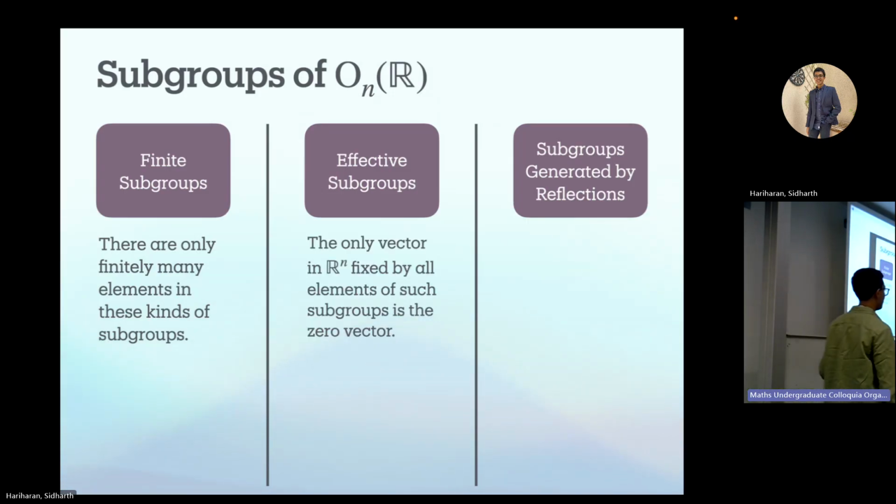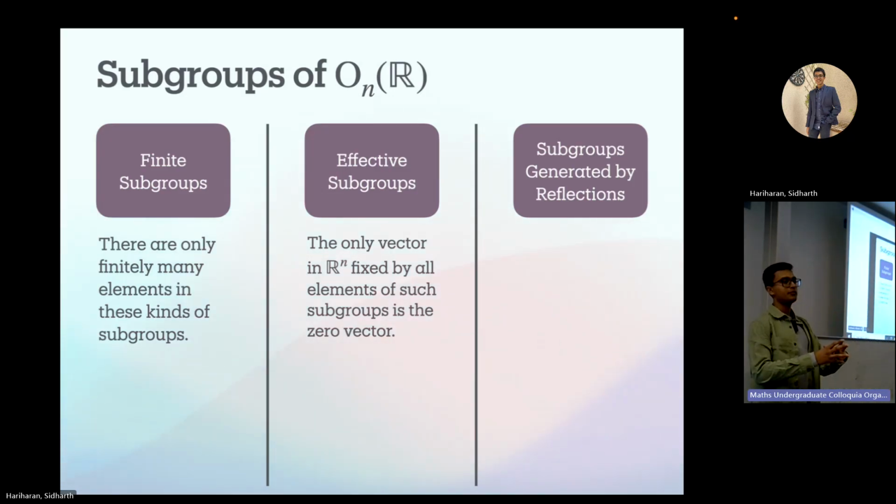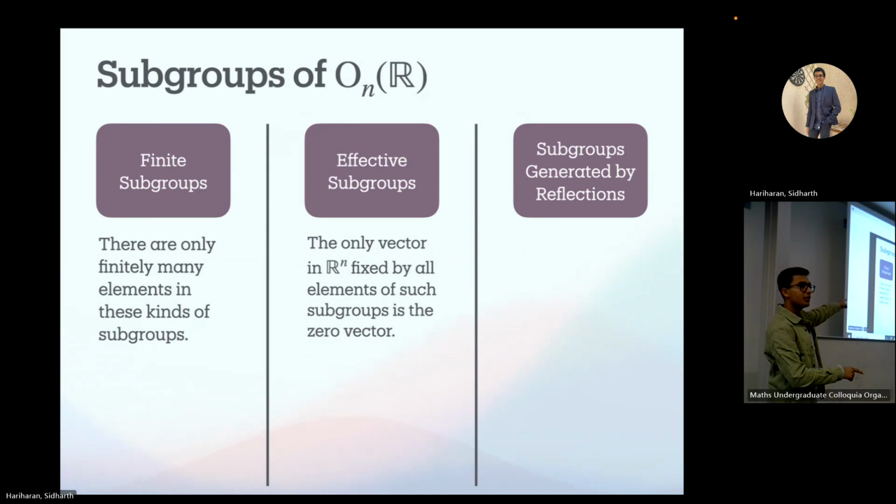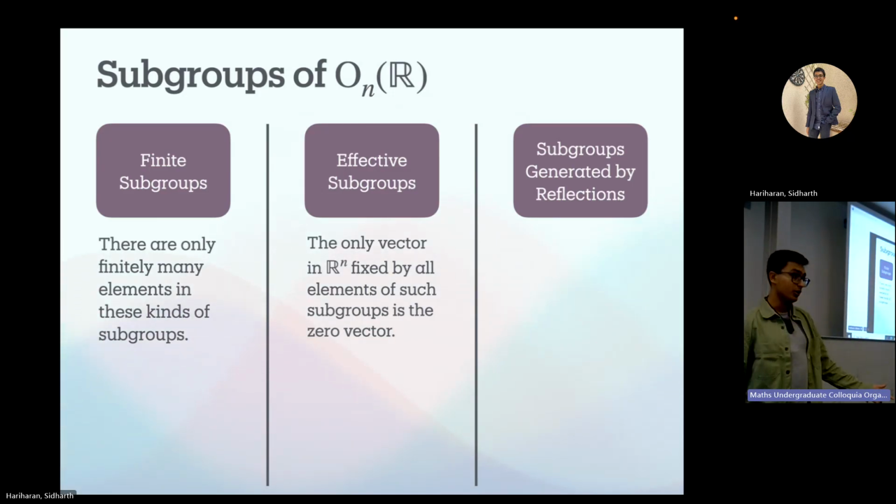So we say that a subgroup acts on R^n effectively if it only fixes the zero vector. Okay. In general, a reflection will always fix anything that's orthogonal to it. So if you have just one reflection in a group, that's not going to be an effective subgroup. If you have a group that's just generated by one reflection, a group of order 2, that's not going to be effective because it's going to fix a bunch of things that are orthogonal to it.